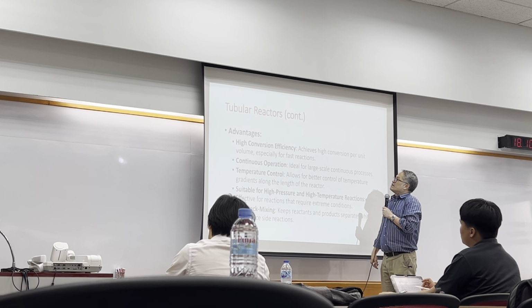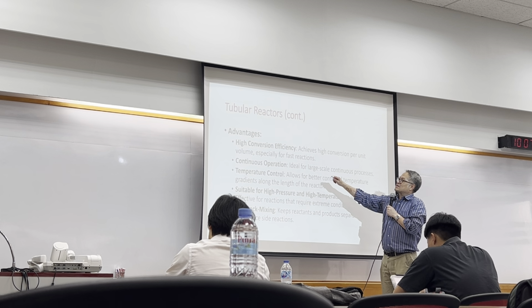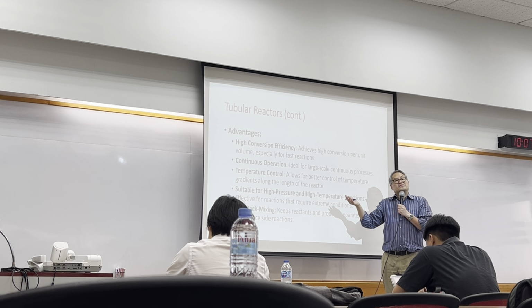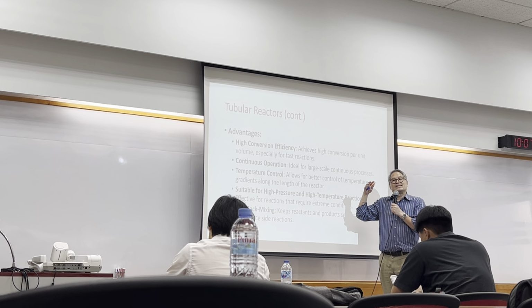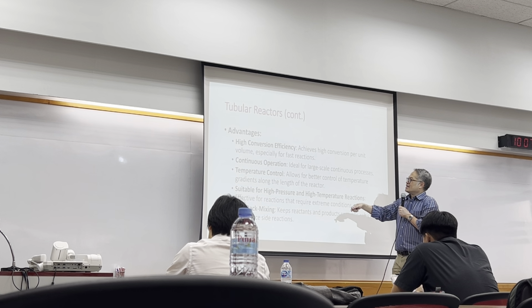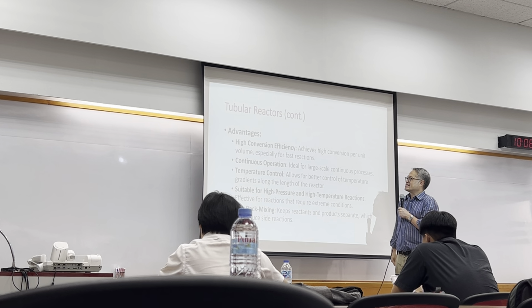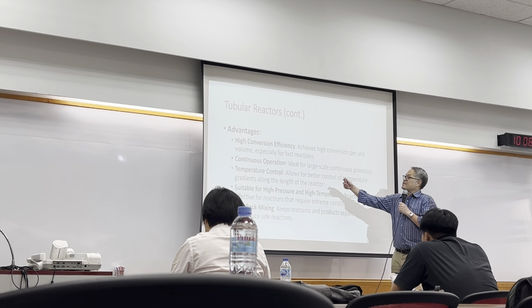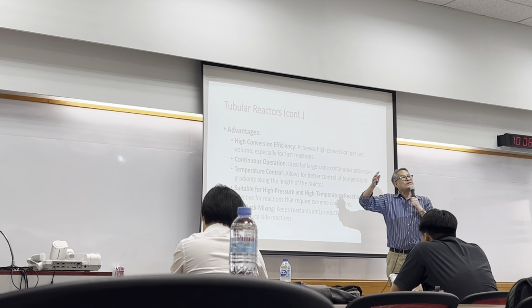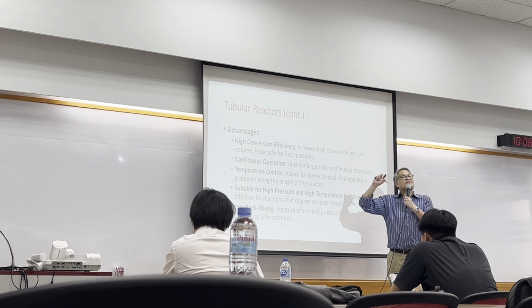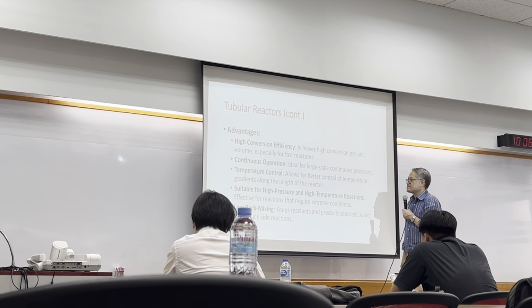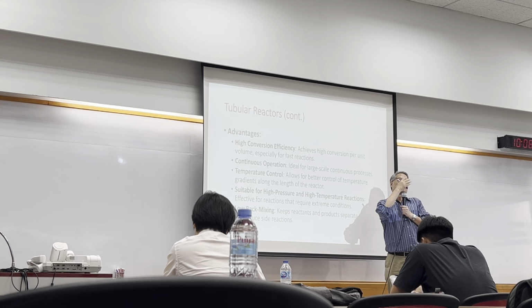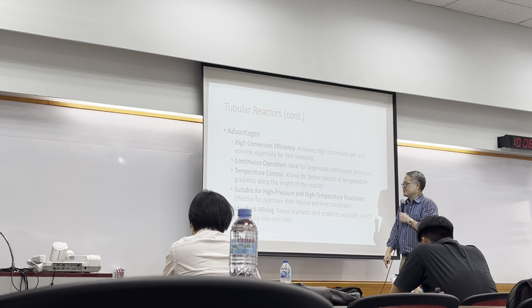Especially for fast reactions. It's continuous, so ideal for large scale. It is operated at steady state, so temperature control is doable. It's suitable for high pressure, high temperature reactions, because it's usually used for gas phase reactions. If you run at high pressure and high temperature, you just need to build a thicker tube or use better material. That's it. Low back mixing, so there's no mixing in the backward direction.